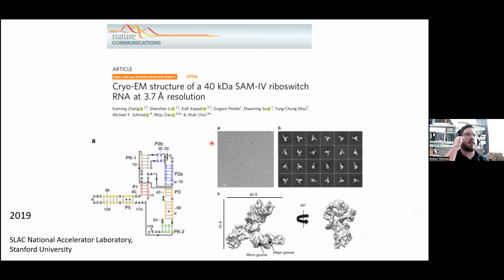So it was around this time when I came across this paper from Huachu's lab at Stanford University, the SLAC, where they were looking at a 40 kilodalton SAM4 riboswitch RNA. And they actually were able to produce a map of nominally 3.7 angstrom resolution, and it's shown down here. And I thought, this is pretty amazing, really impressive stuff. You can even see the tertiary overall folds, and in some cases they showed base pair resolution, which I was impressed by.